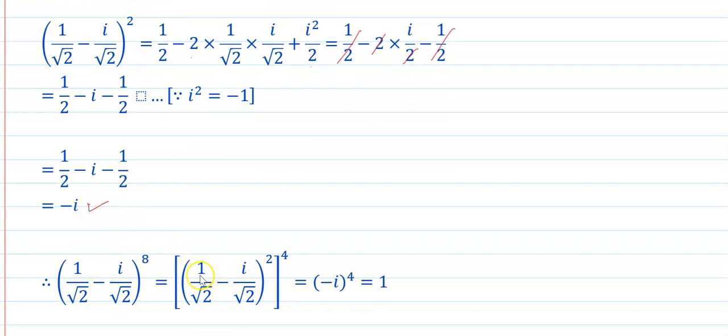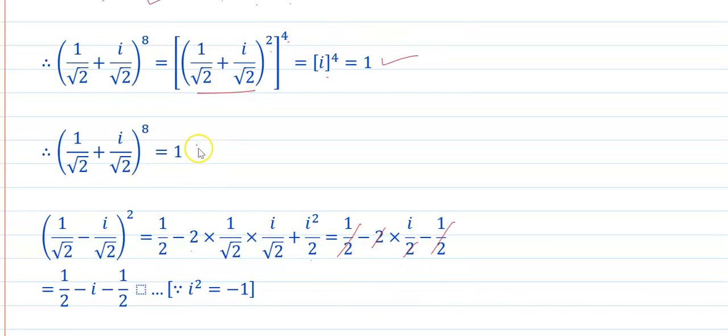Okay, and therefore ((1−i)/√2)^8 is equal to ((1/√2 − i/√2)^2)^4. But its value came as −i. (−i)^4, again you are getting 1. Okay, so −i into −i into −i into −i, that is 4 times. Overall you will get plus i^4, and the value of i^4 is 1.